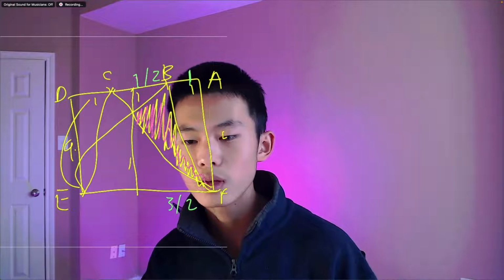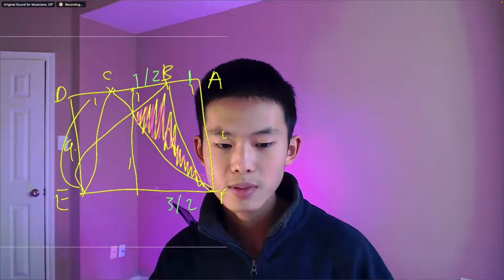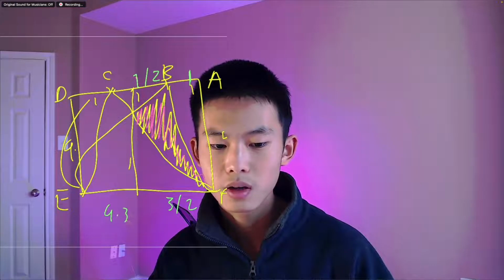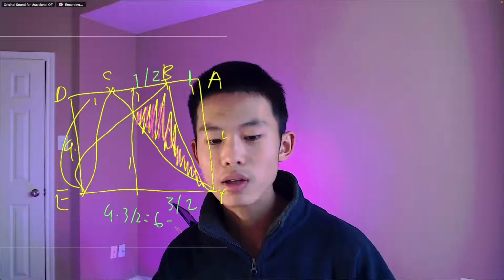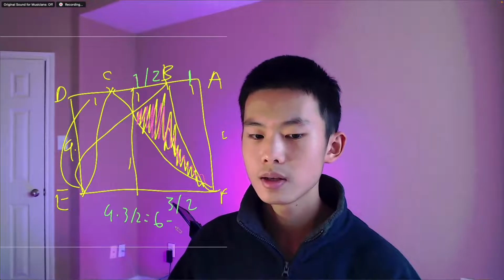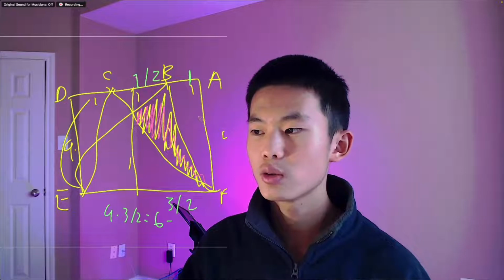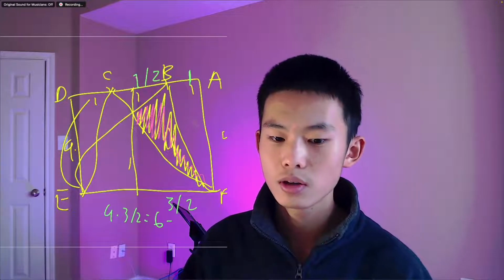So first of all, we know the total area is going to be the area of the rectangle, right? Which is just 4 times 3/2, which equals 6. And now we want to subtract out the 3 small right triangles in the corners. We can see that this right triangle is going to have area base times height over 2, which is 1 times 4/2, which is 2.